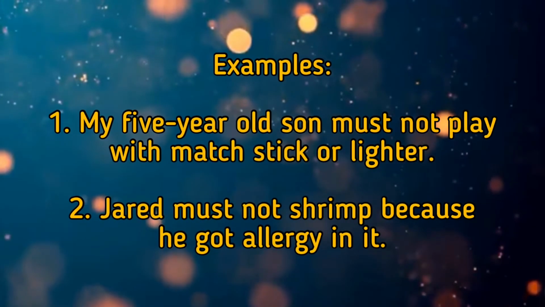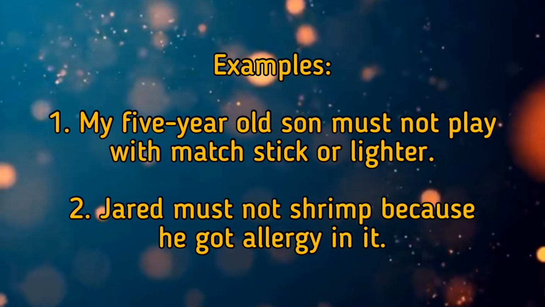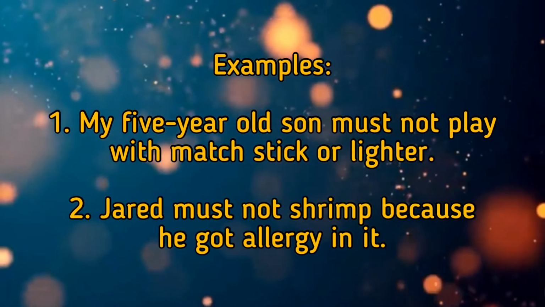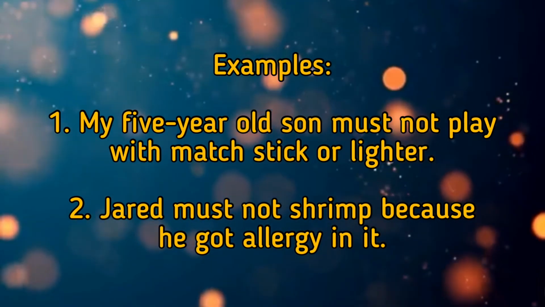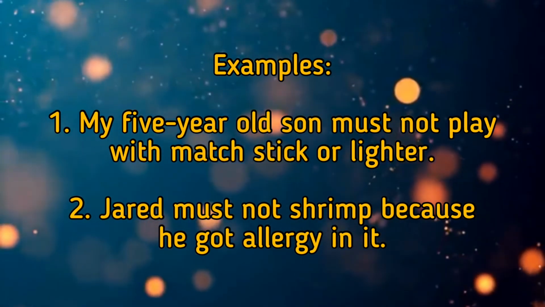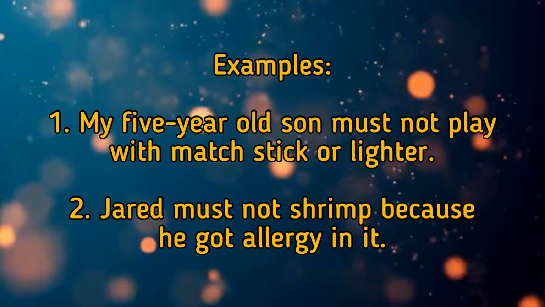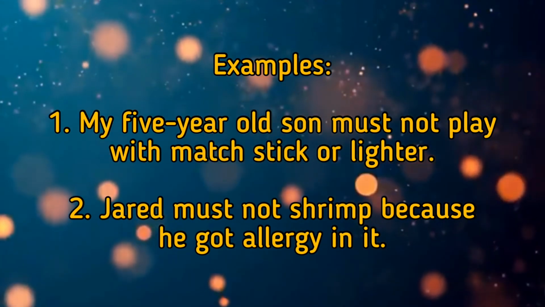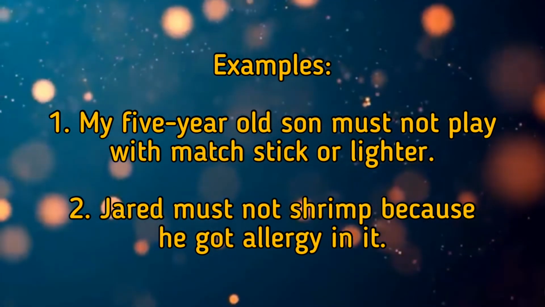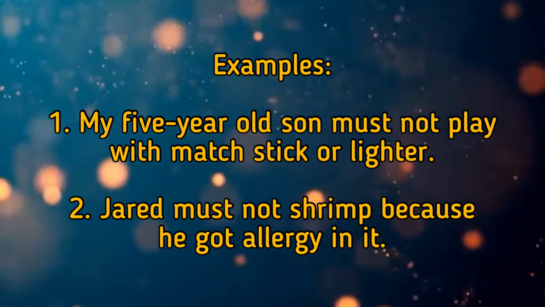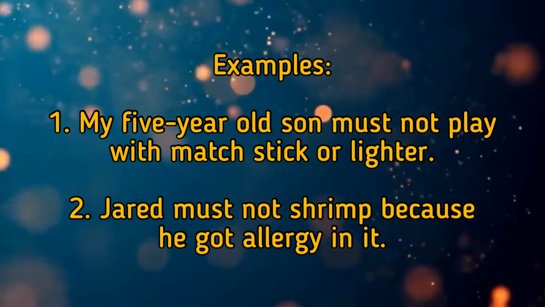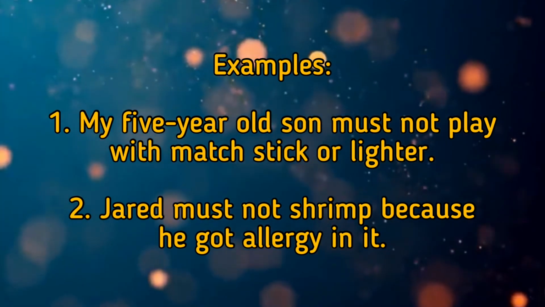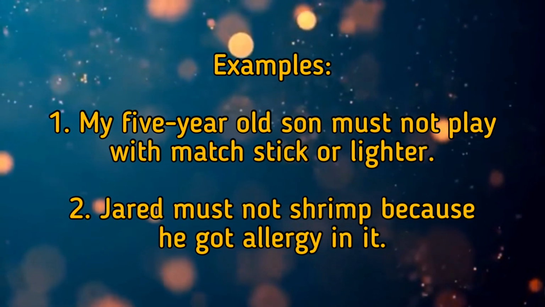A good example for this one is this sentence. My 5-year-old son must not play with matchsticks or lighter. I repeat, my 5-year-old son must not play with matchsticks or lighter. We used must not in this sentence because the prohibition in this statement is very important. There can be fire if a 5-year-old boy plays with matchsticks or lighter. Is that clear? Very good.